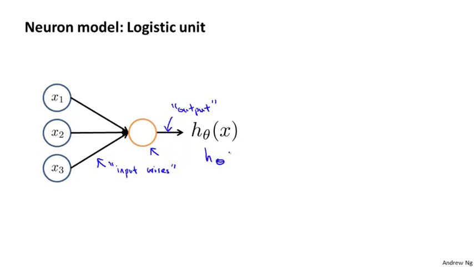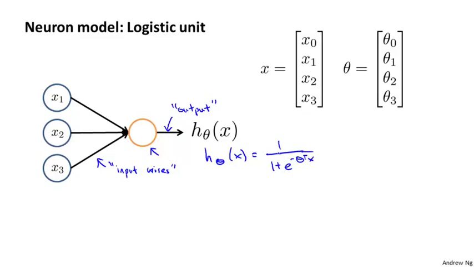And whenever I draw a diagram like this, what this means is that this represents a computation of h of x equals 1 over 1 plus e to the negative theta transpose x, where as usual, x and theta are our parameter vectors, like so. So this is a very simple, maybe vastly oversimplified model of the computation that a neuron does, where it gets a number of inputs, x1, x2, x3, and it outputs some value computed like so.